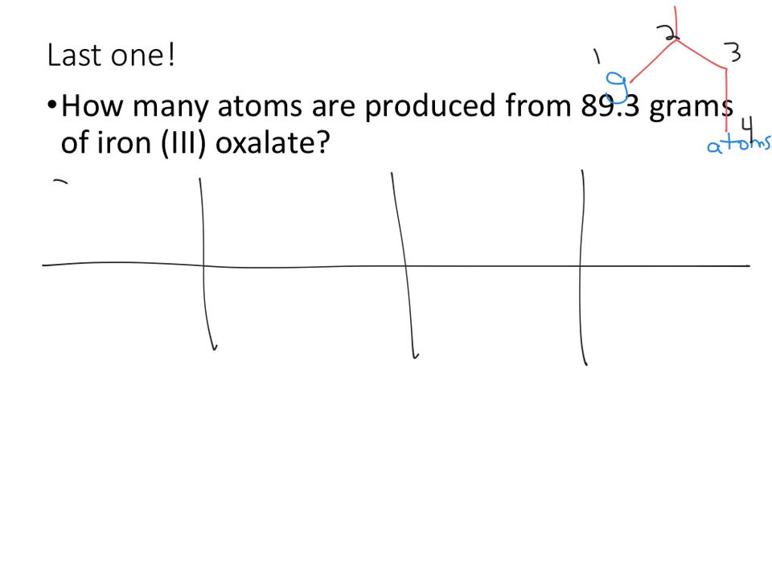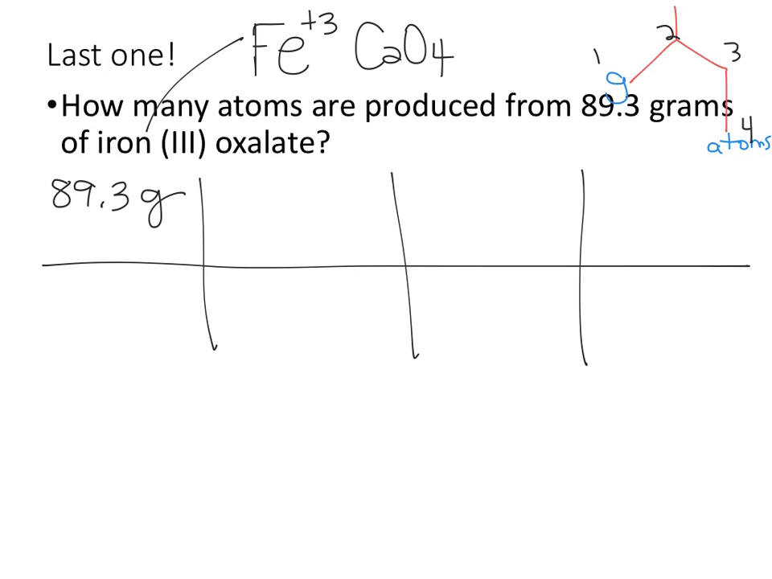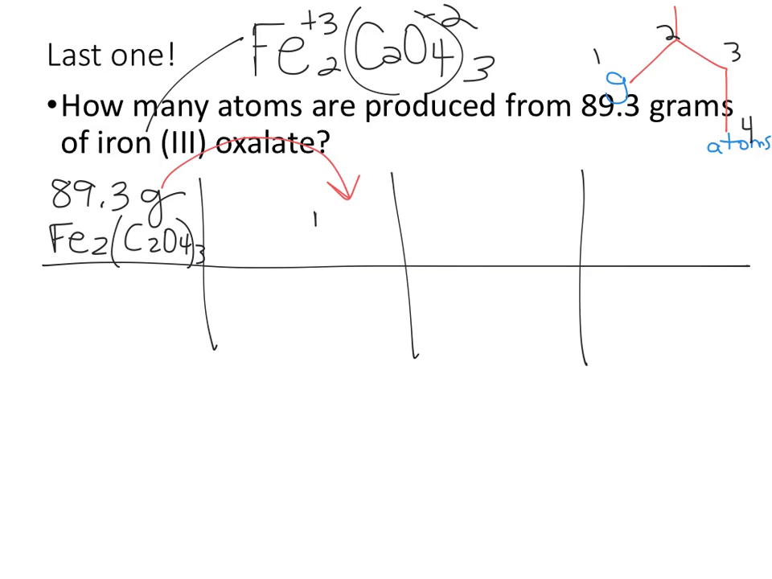I put my given in the first box, 89.3 grams iron oxalate, iron, Roman numeral 3. Oxalate's that weird one that looks nothing like its formula. They crisscross. So we're going to put that in our given box. After we left grams, we went to moles of iron oxalate.